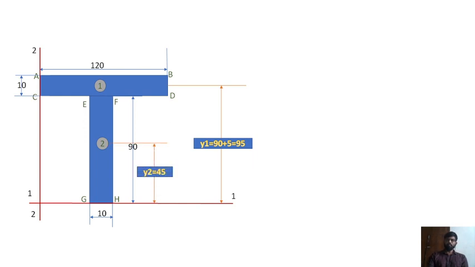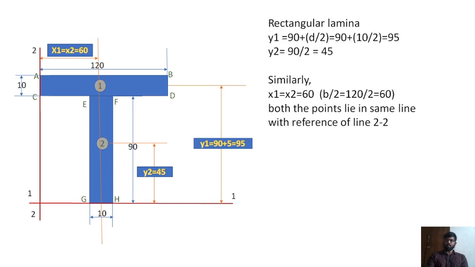Similarly, y2 we consider rectangle 2. The rectangle 2 depth is 90 mm. As we know, the formula to find out the center of gravity of the rectangle is equal to d by 2. So 90 by 2 is equal to 45. This T section is symmetric about y-axis, so the values of x1 and x2 will become the same, that is 120 by 2 is equal to 60 mm.